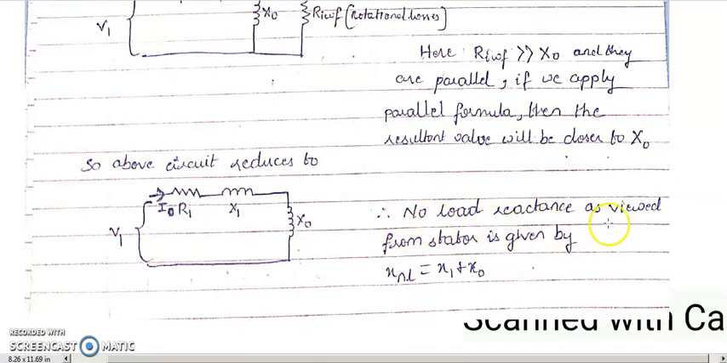Now the no load reactance as viewed from the stator, meaning I'm going to view from the stator, and how it looks: XNL, the no load reactance, is equal to X1 plus X0.